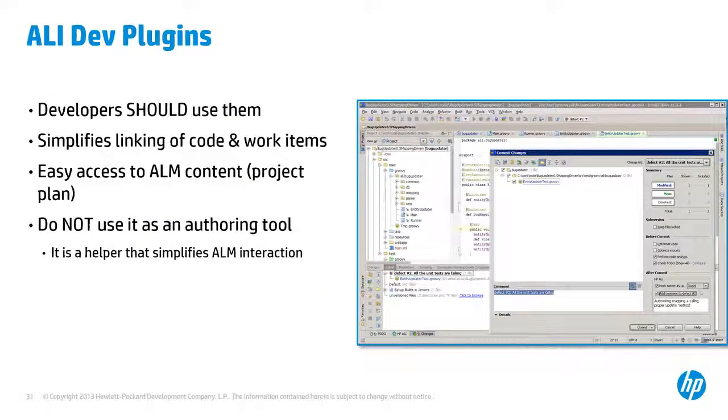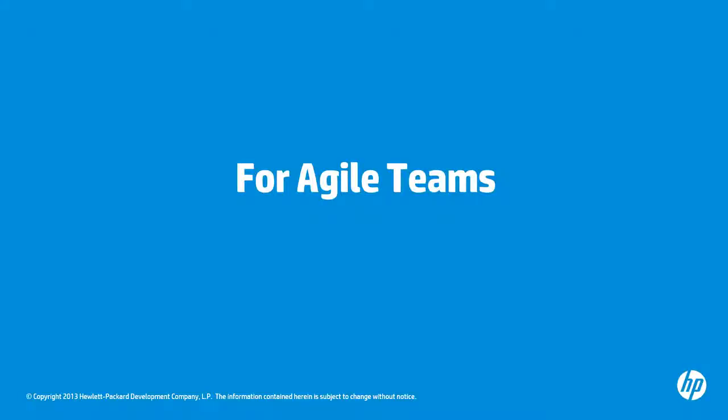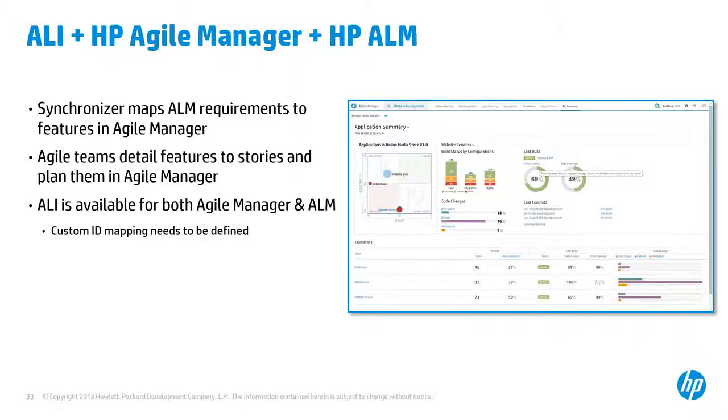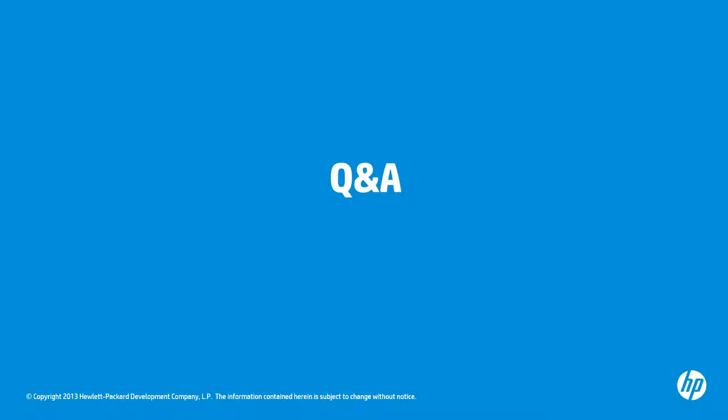The tip for ALI plugins: it's optional, so it's absolutely possible to use ALI and get all the value without using the plugins, but it really simplifies the work and makes developers more productive, so it's good to install it. And a small suggestion for agile teams: it's valid to have a combination of ALI plus HPALM Manager and ALM, and use the synchronizer to synchronize requirements, defects, and releases between ALM and HPALM Manager. ALI can be used in both of them, and in HPALM Manager you will get some additional views, additional summaries which are relevant for agile teams.